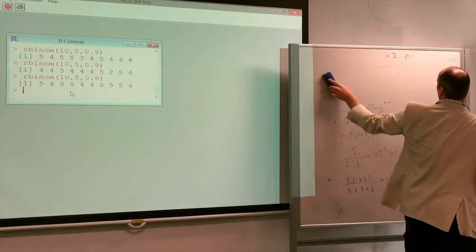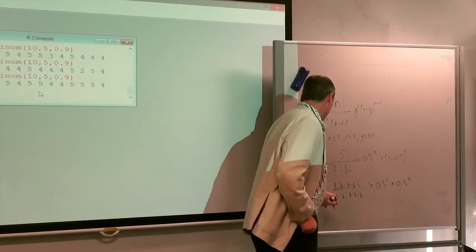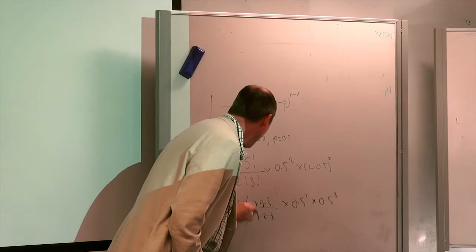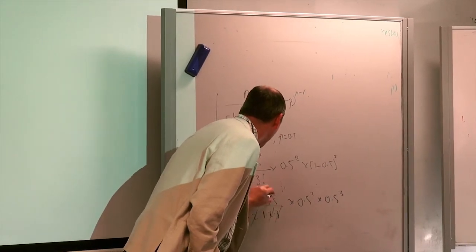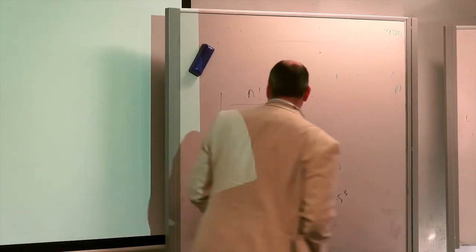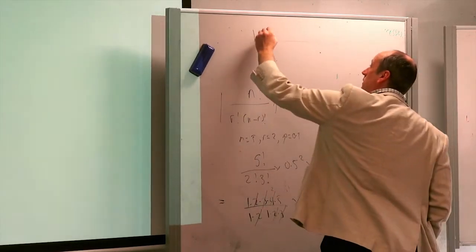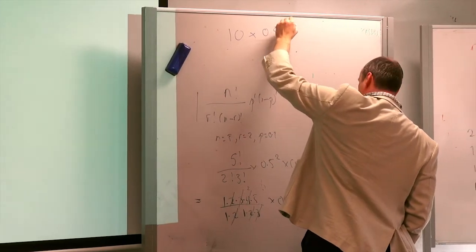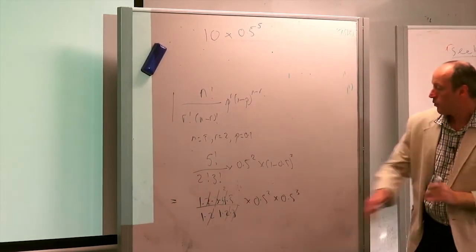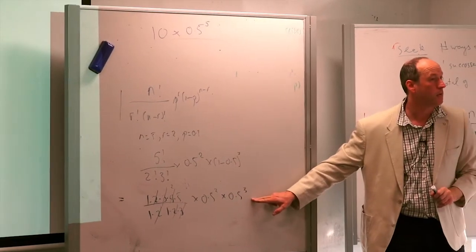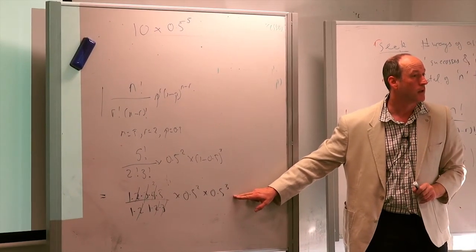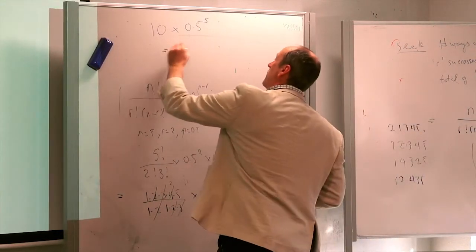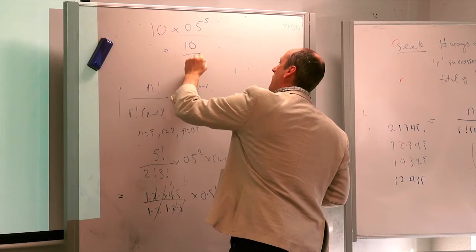Let's go to the top of the board again. Let's do some cancelling here. I can cancel those 2's, I can cancel that 3, and I can cancel that with that one to make 2. So I've got 2 times 5, which is 10, times 0.5 to the power 5. Are you happy with 0.5 squared times 0.5 cubed being 0.5 to the power 5? Yes? If you're not, stop me. All right? Which equals 10 over 2 to the power 5.